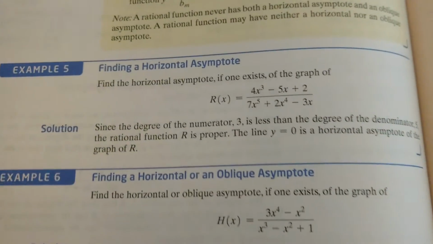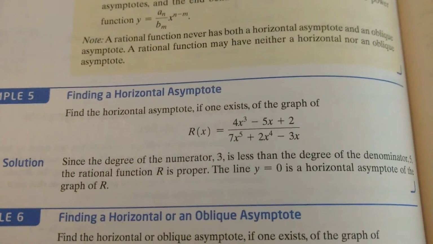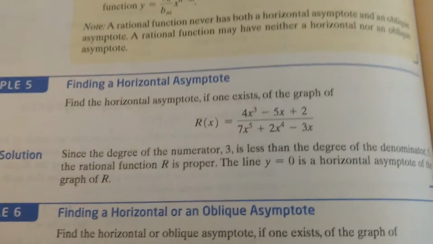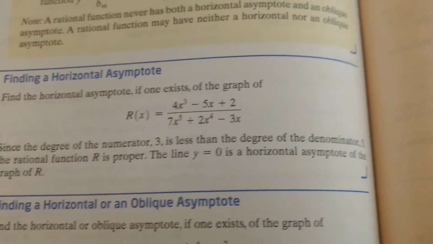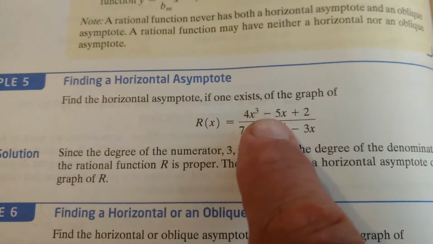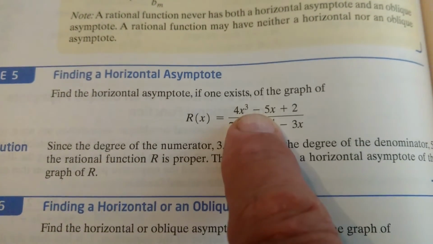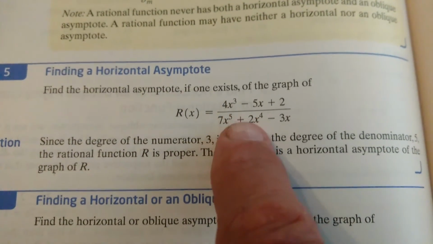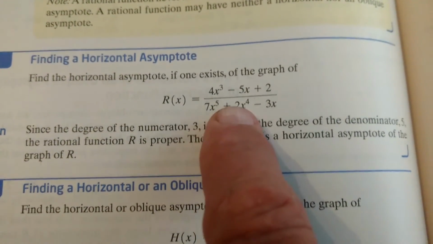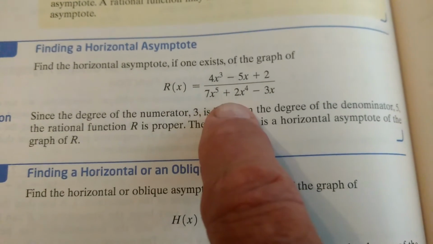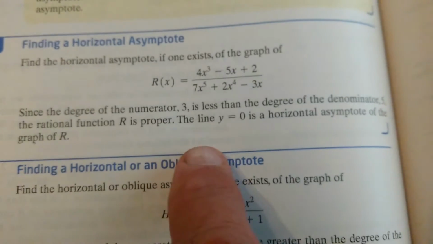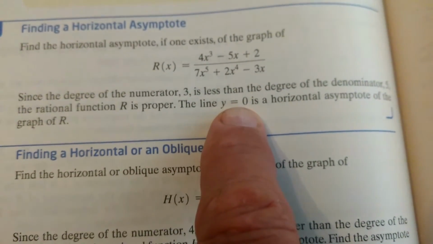The other type of asymptote we have is a horizontal asymptote. There are 3 rules for horizontal asymptotes. The first rule is, if you look at example 5 on page 360, the leading exponential power on the numerator is to the 3rd power. The leading exponential power on the denominator is to the 5th power. Anytime the denominator leading power is higher than the numerator, then the horizontal asymptote is y equals 0.